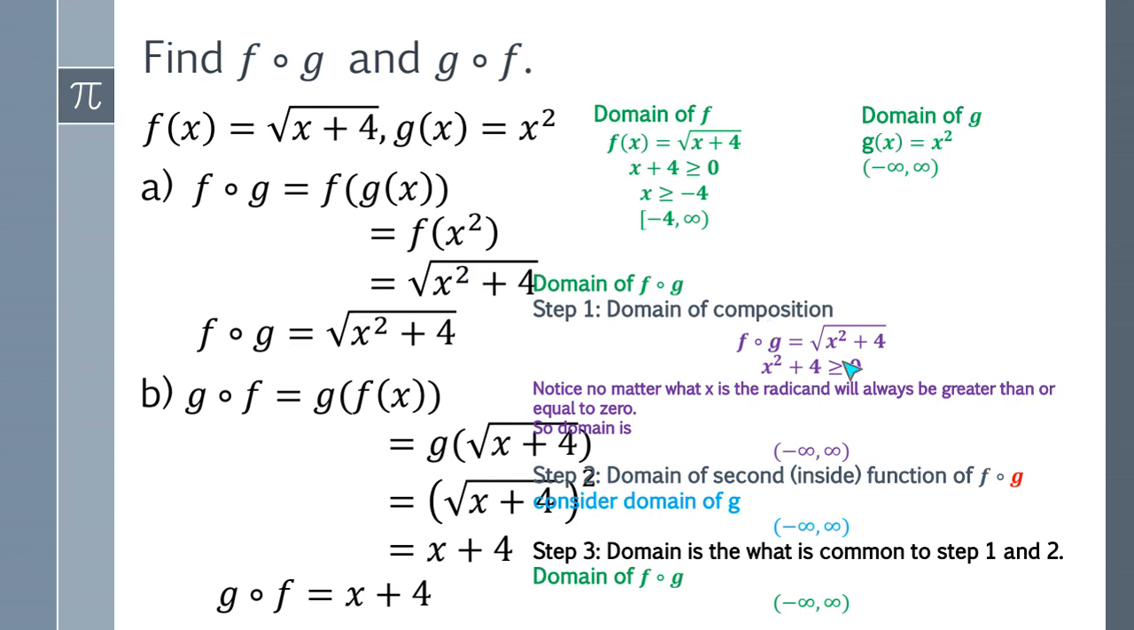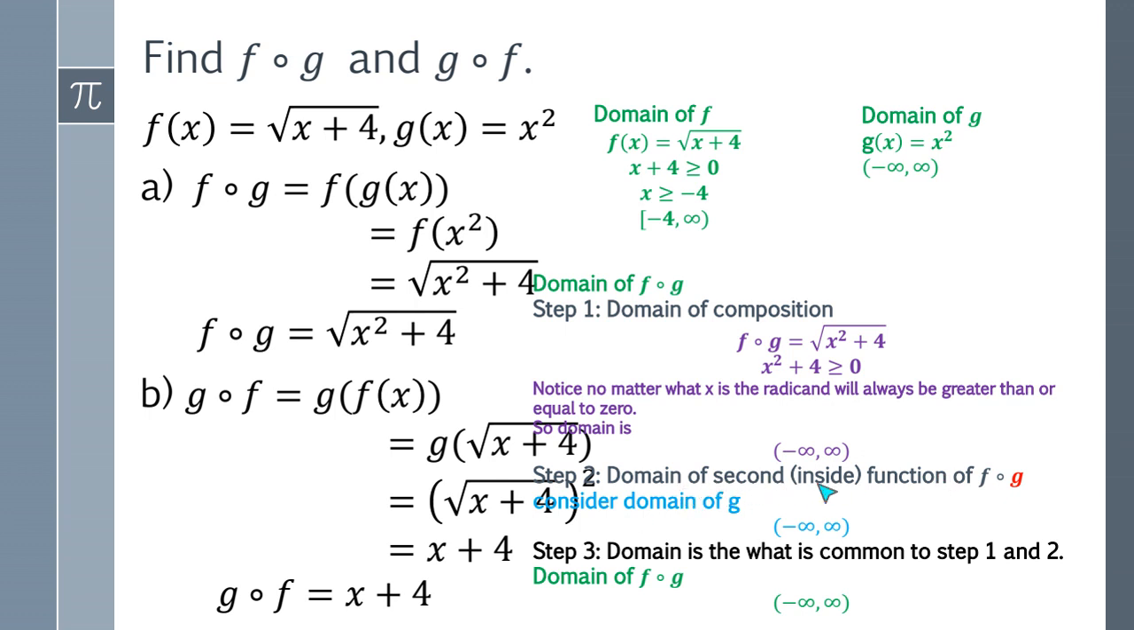And so here we have x squared plus 4. X squared plus 4 is greater than or equal to 0. So if we subtract 4, we get x squared is greater than or equal to 0. So no matter what x is, even if it's a negative, it's always going to be greater than or equal to 0. You can have a negative here, it's going to become positive. So the domain for the square root of x squared plus 4 is just negative infinity to positive infinity. Then you want to find the domain of the second function, which is the inside function.